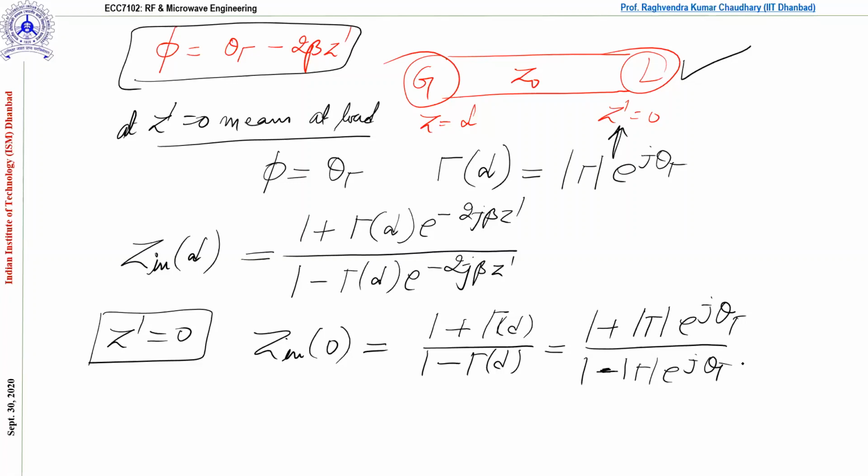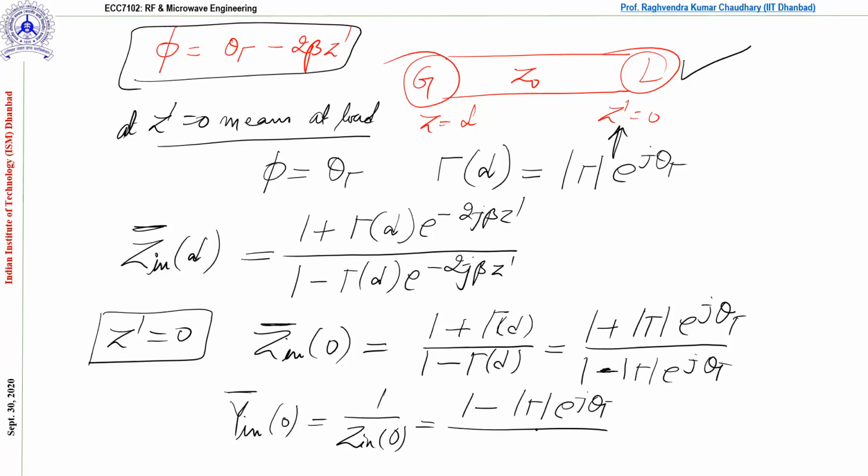This is Zin. Now, can we find out Yin? Of course, Yin we can find out. These are all normalized values. Please take care, these are all normalized values. I forgot to put the bar. Okay, we can do it like this. And this would be 1 minus mod of gamma e to the power j theta gamma divided by 1 plus mod of gamma e to the power j theta gamma.